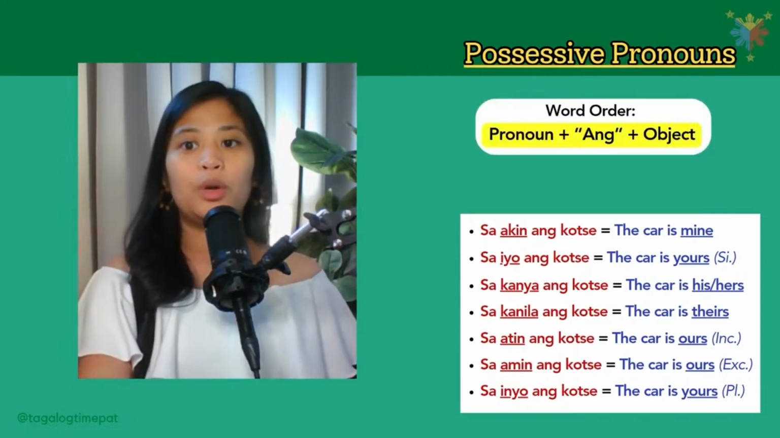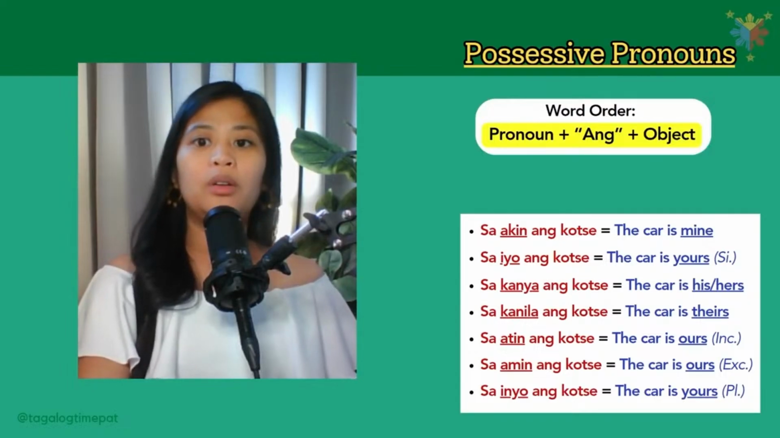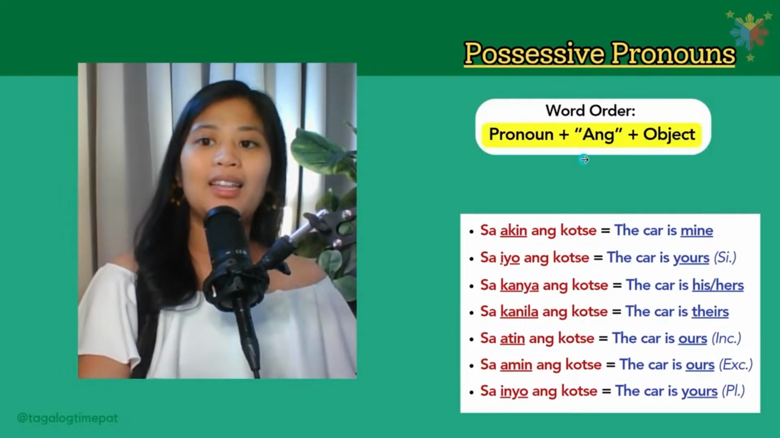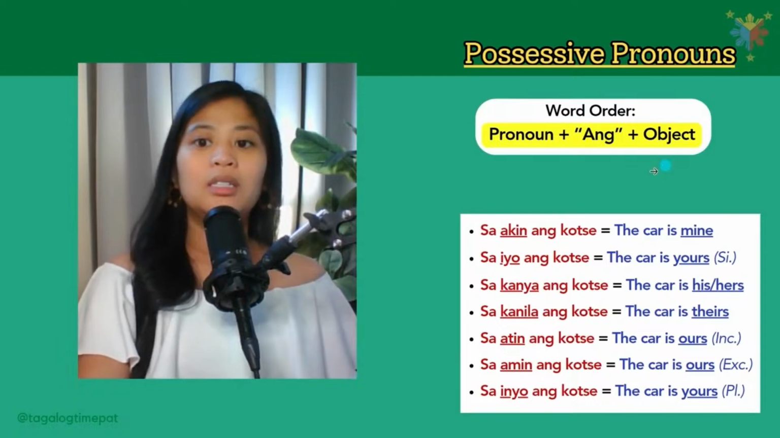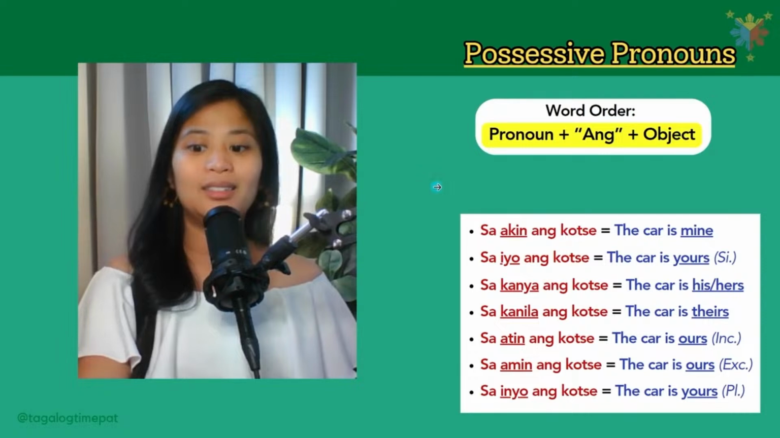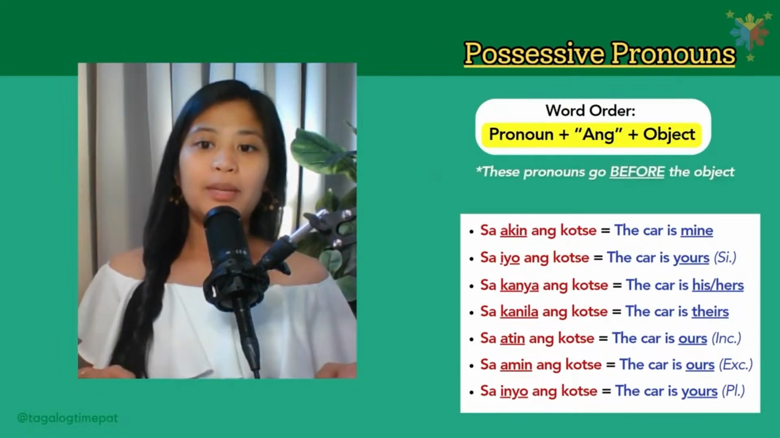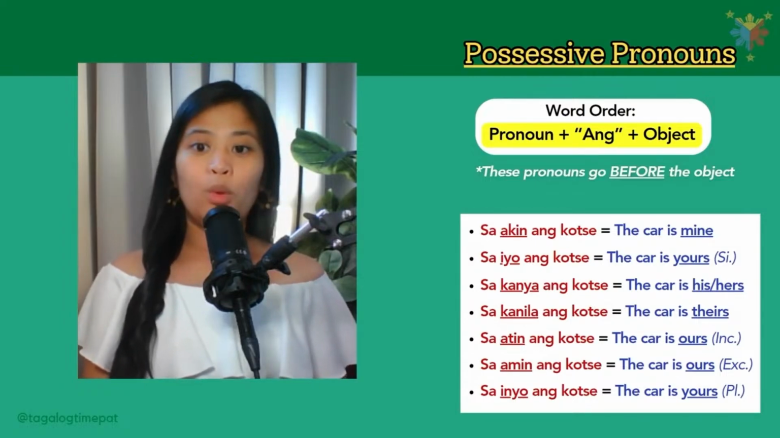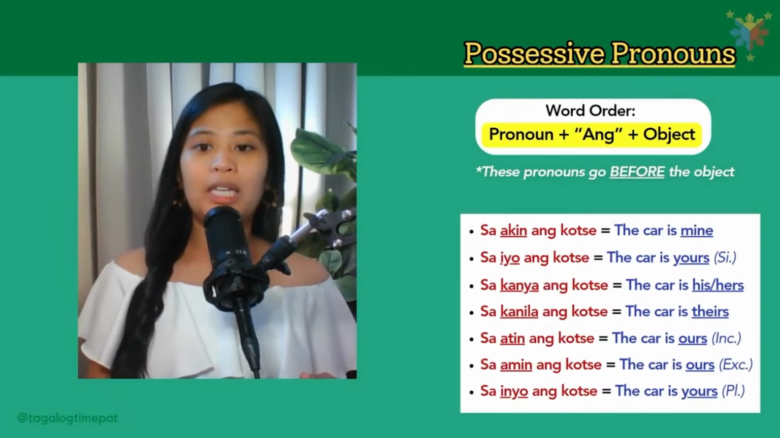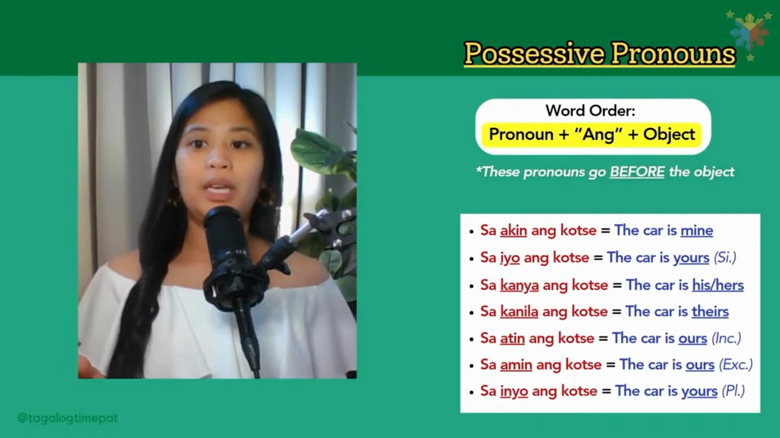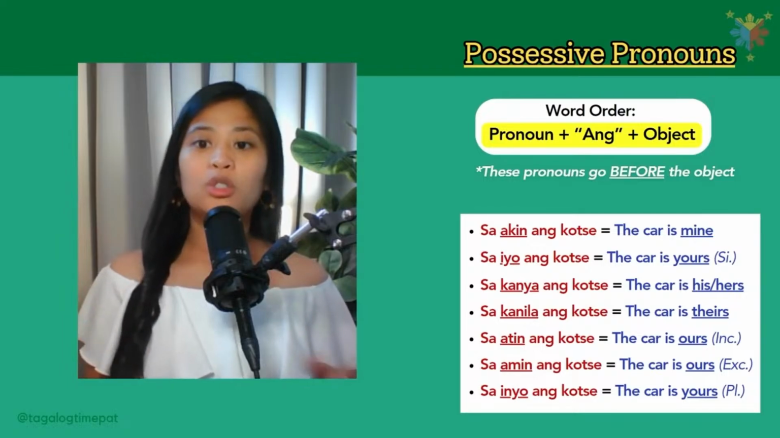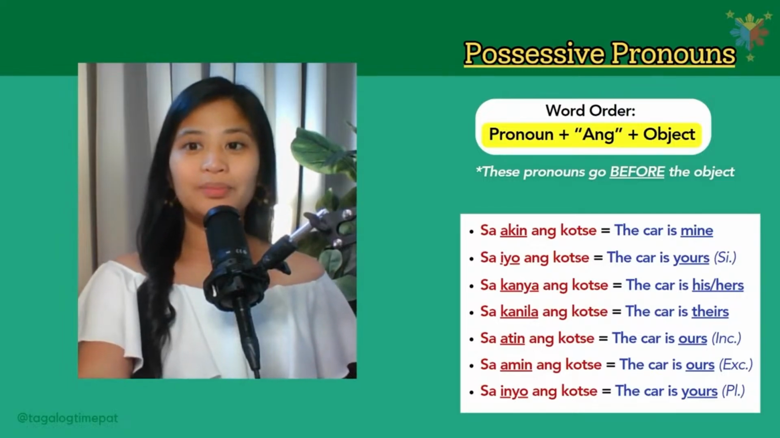So this is the word order now. It's the pronoun first, then it's ang, then it's the object. Sa akin ang coche, the car is mine. And these pronouns go before the object. Remember, I had been saying that the pronouns ko, mo, nya never go at the start of the sentence. Well, for these pronouns, akin, iyo, kanya, they actually do go at the beginning and they go before the object. So that's kind of a difference there.